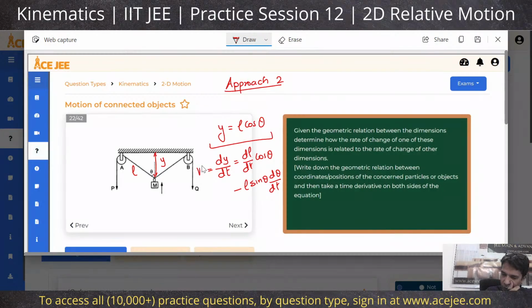dy by dt is what we're trying to determine. That is the speed v. And we'll concern ourselves with the magnitude only. So we need to figure out what d theta by dt is. At what rate is this angle changing? So we need to learn how to establish the relationship between the rate of change of the angle and the translational variables. Let's see how we do it.